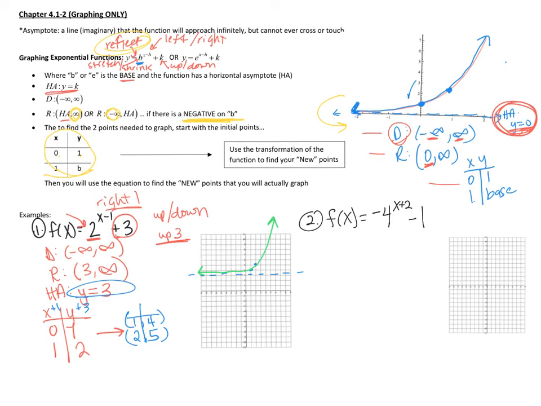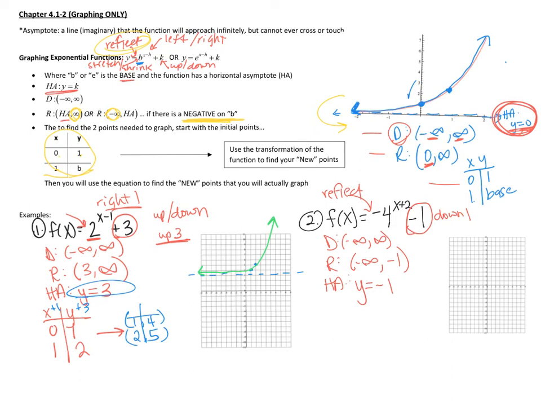So first thing I'm going to do is state my domain, which is going to be negative infinity to infinity. Remember, that does not ever change. Then to get my range and my horizontal asymptote, I'm looking to see how I move up or down. So I notice here that I'm going to move down 1, which means that my horizontal asymptote would be y equals negative 1. I notice that I've got a negative there, so since I reflect, I'm going to now have negative infinity to that negative 1.